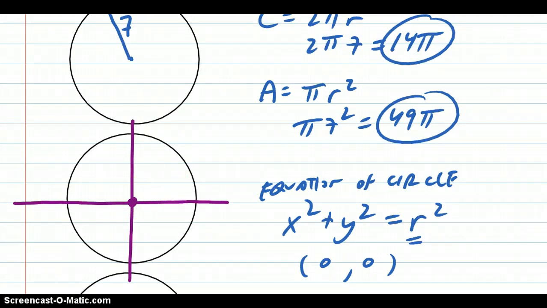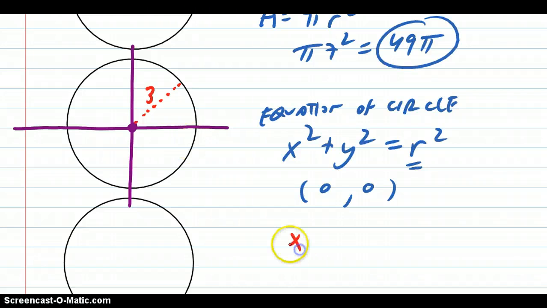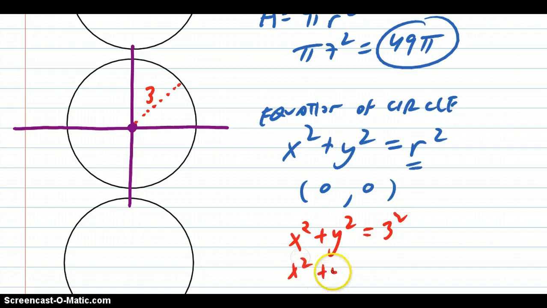And then if that's the case, we can use that equation. I'll just make up a quick red radius here. Let's just say the radius is, I don't know, 3. So then we will write the equation of that circle. It's x squared plus y squared equals 3 squared. So x squared plus y squared equals 9.